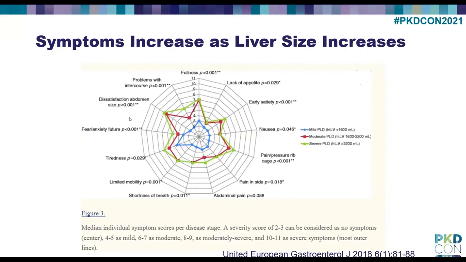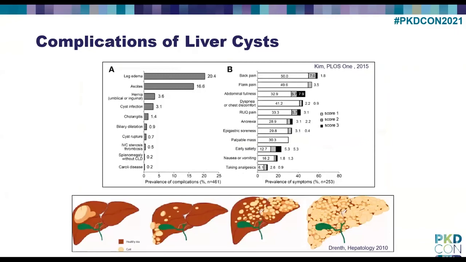A lot of people feel, especially with the liver cyst being right under the rib cage, that can cause a fair amount of difficulty with dressing and things like that. Some tiredness, limited mobility, shortness of breath, and either abdominal pain or pain on the side or pain and pressure on the rib cage. And definitely there's a correlation here with the liver sizes getting bigger.